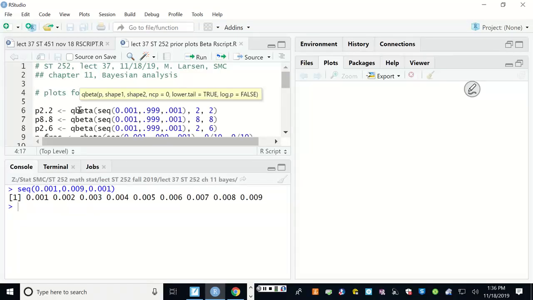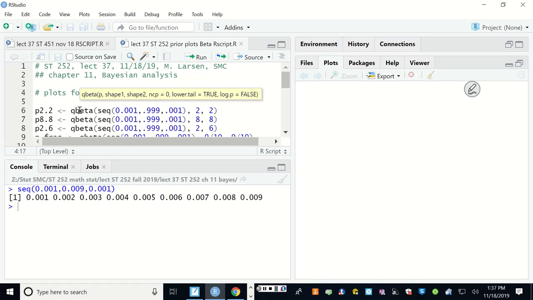So beta has two parameters, shape 1 and shape 2. I'm going to look at the quantiles of a beta to make a little graph. The sequence function gives me sequences of values from 0.001 up to 0.999. So I'm going to do the 0.1 percentile up to the 99.9th percentile to cover the range. For instance, if I just did 0.001 up to 0.009, it would give me these numbers, but I'm going to keep going all the way up to 0.999.